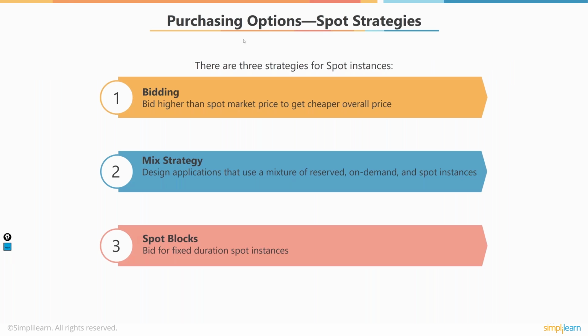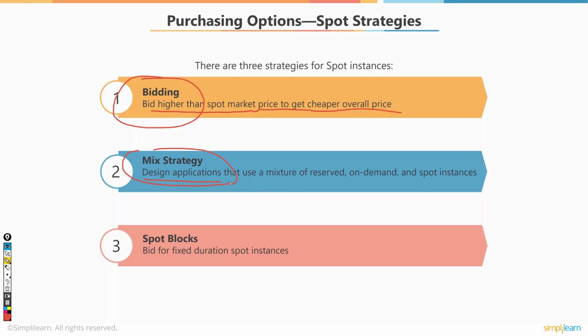So, as I said already, purchasing spot strategies. You can use bidding, bid higher than the spot market price to get a cheaper overall price. That's exactly it: you specify, let's say, 20 pence that you bid maximum, and you pay only what the instance is worth at this current stage, which might be less or more. If it's less, your instance will be spinning. If it's more, your instance will basically terminate straight away.